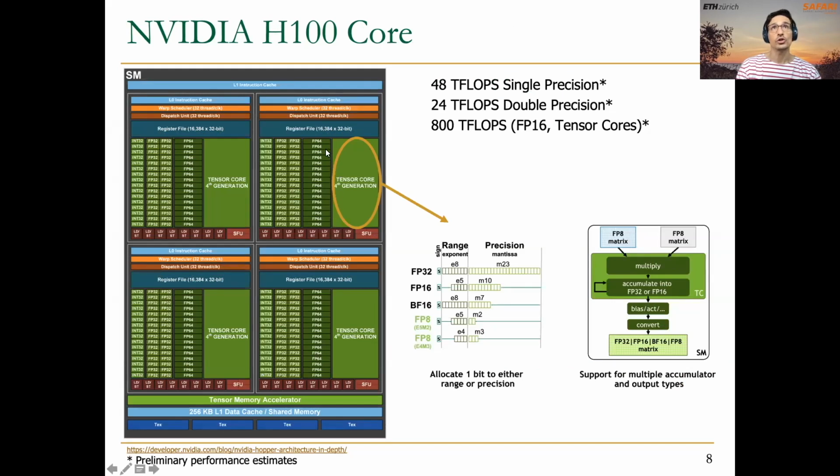This is the H100 core, where same as in the previous A100 core, we can clearly identify execution units for 32-bit integers, for single precision floating point, for double precision floating point, and the tensor cores that also have some novelties. For example, now they support 8-bit floating point multiply and accumulate operations, and actually they support 2 different formats of 8-bit floating point.